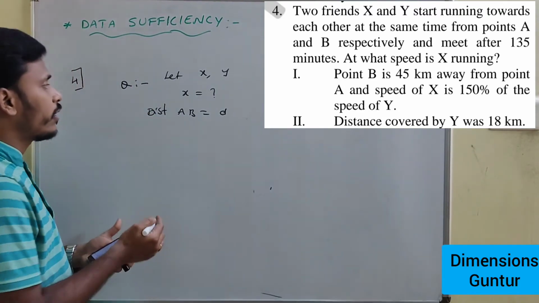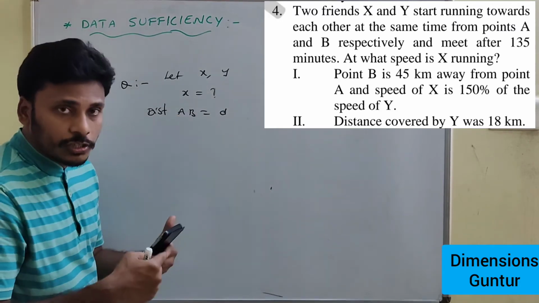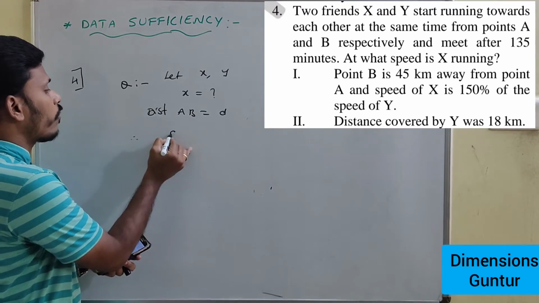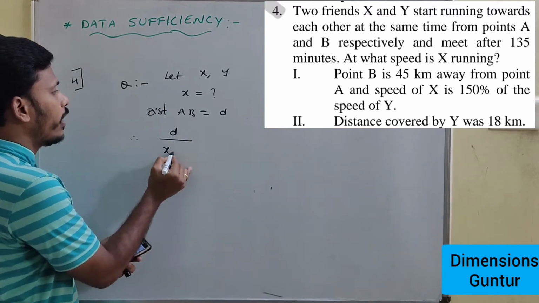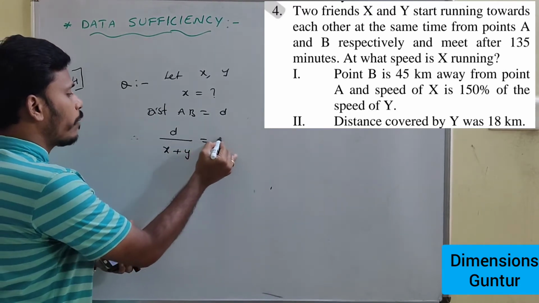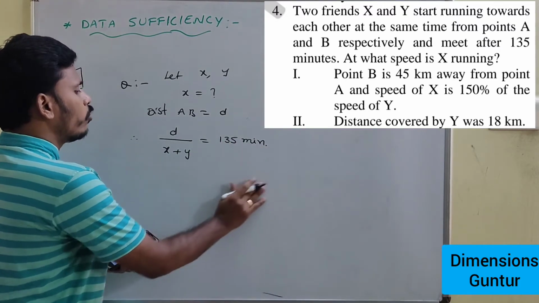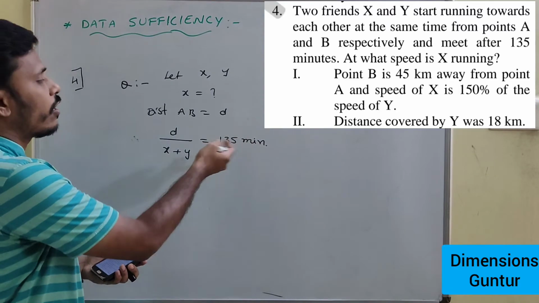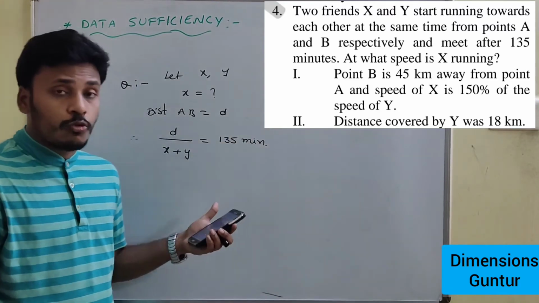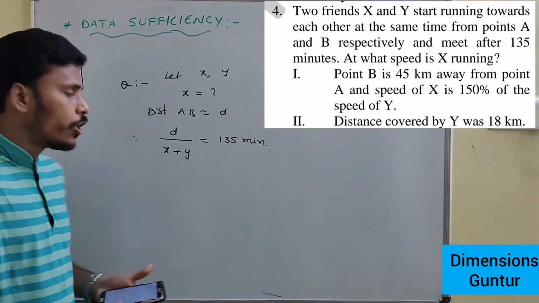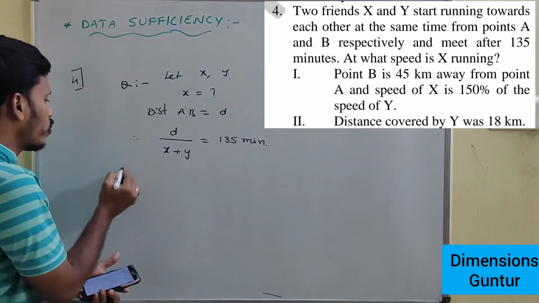So how can we write? See, since they are running towards each other, their relative speed is x plus y. So from the question part, we have that this distance divided by x plus y is equal to time, and the time here is equal to 135 minutes. As per the requirement, you may convert it into meters or seconds, or into hours, but it is given as 135 minutes. So this relation we have. Okay, this is the question part.